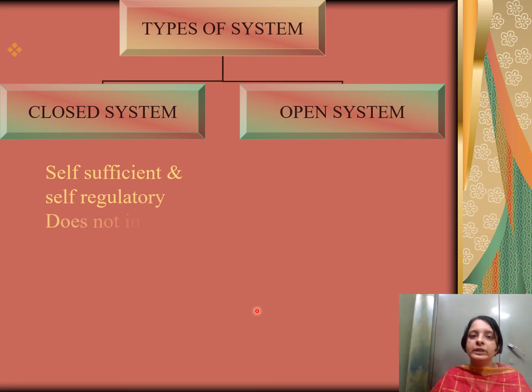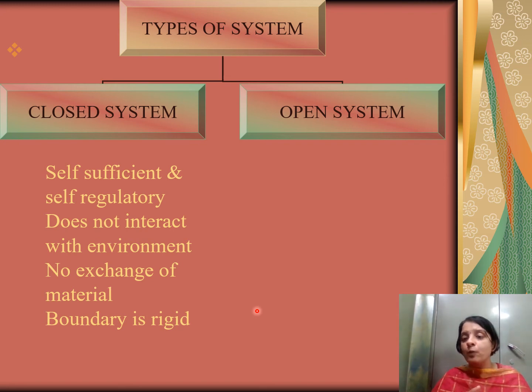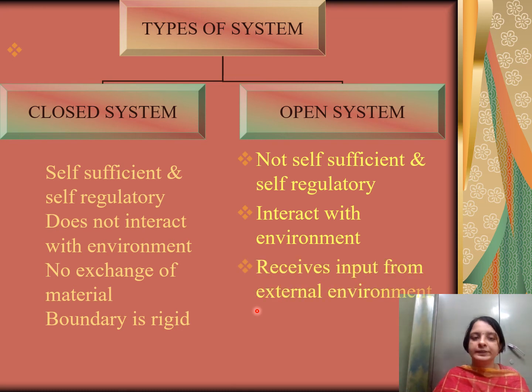Now let's come to the types of system. Now system has been categorized into two main types, that is closed system and open system. What happens in the closed system? The system which does not interact with the environment is called a closed system, and the system which interacts with the environment is called an open system.